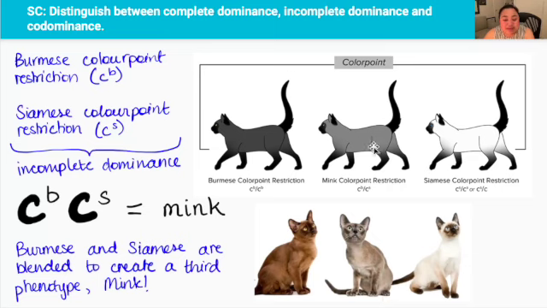But when both CB and CS alleles are present in the heterozygous genotype, neither the Burmese nor the Siamese color point restriction alleles are fully expressed. Instead, this heterozygote has a phenotype that is a blend of the two alleles, and a new phenotype emerges called mink color restriction. The mink phenotype is an intermediate between the Burmese and the Siamese. In the mink color restriction phenotype, the body is not as dark as the Burmese and is not as light as the Siamese. It is somewhere in between.